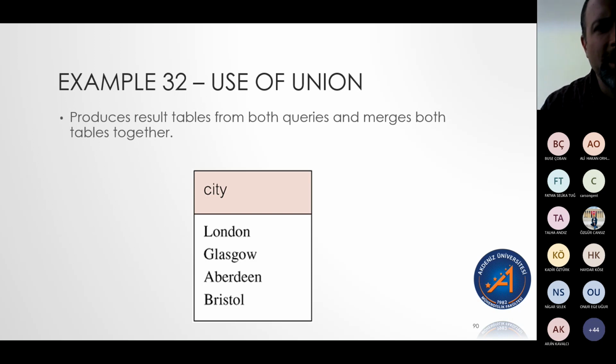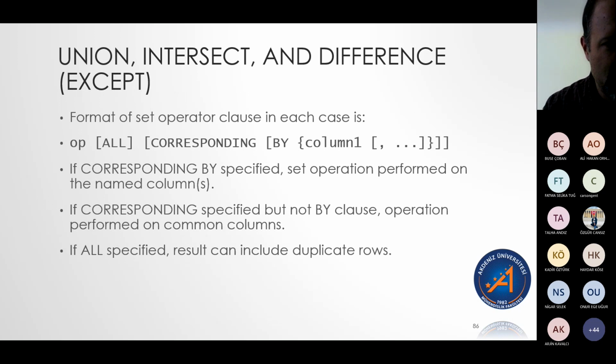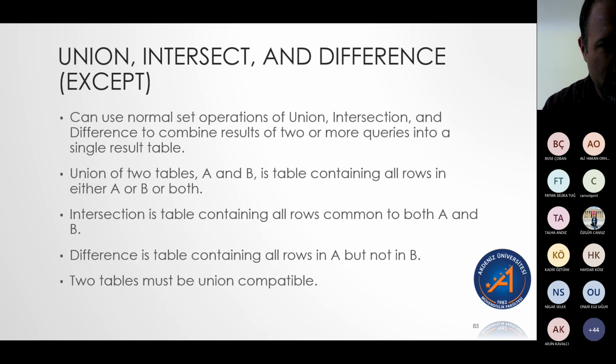One thing, did it talk about this on the, let's see. The two tables, the two result sets must be union compatible. What that means is that the columns must be the same.